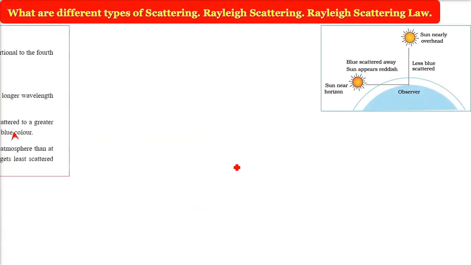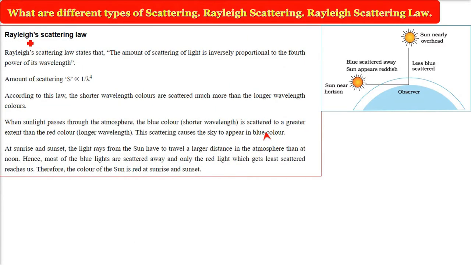When it comes to Rayleigh's scattering law, this is a very important law because it concerns all kinds of scattering. It says the amount of scattering of light is inversely proportional to the fourth power of its wavelength. That is, the intensity of scattering is inversely proportional to lambda to the power 4, where lambda is the wavelength. Let us say we are talking about white light, the sunlight coming from the sun.